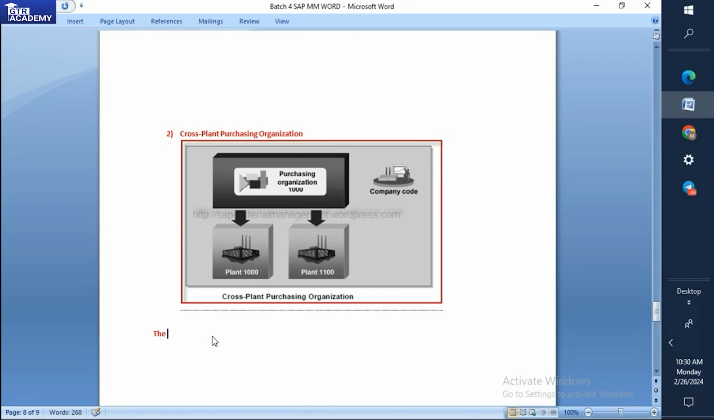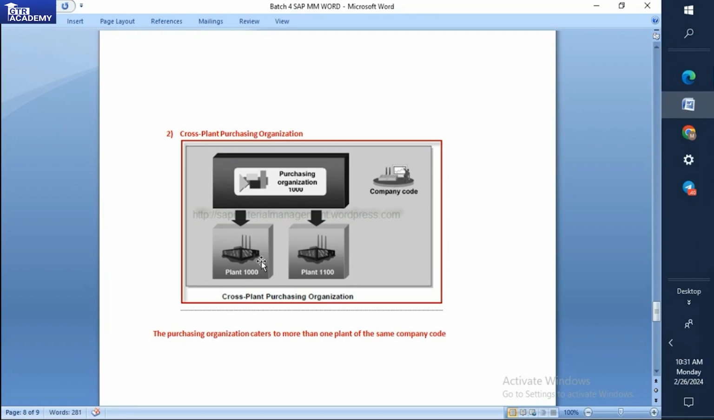The purchasing organization, status to more than one client of the same company.